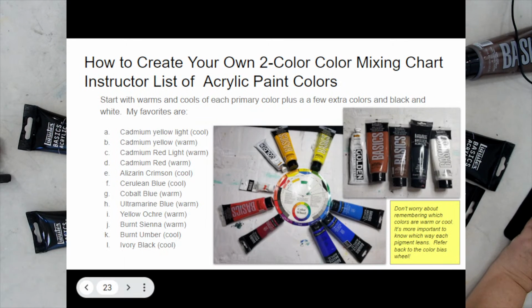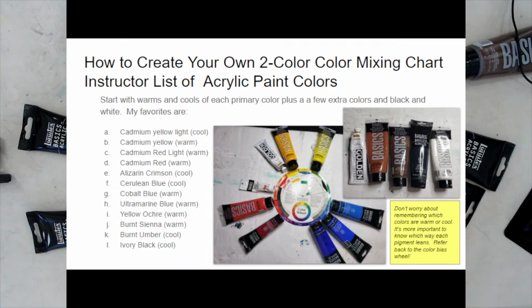Okay, so here I have this. This is in the presentation. How to create your own two-color mixing chart. I have this list of acrylic paint colors here, but again, this is transferable to other mediums that have similar pigments. Your cadmium yellow light we consider a cool because it reflects green. Cadmium yellow is warm, so that reflects orange. Okay, and your cadmium red light is warm because that reflects orange.